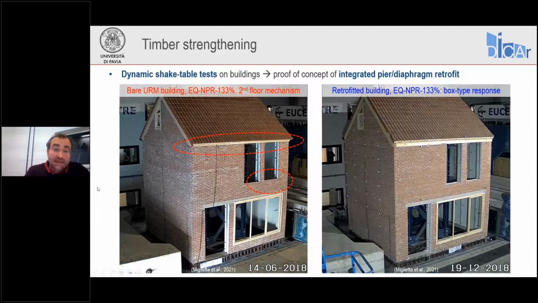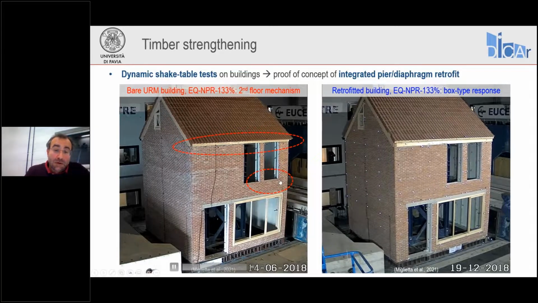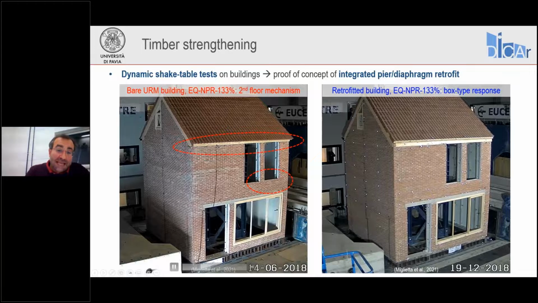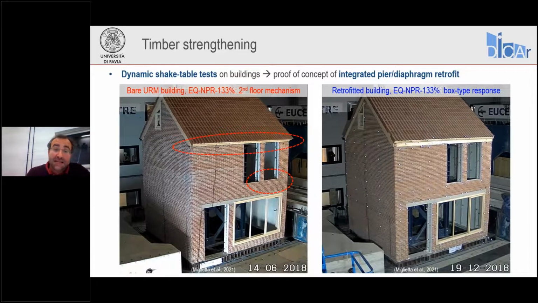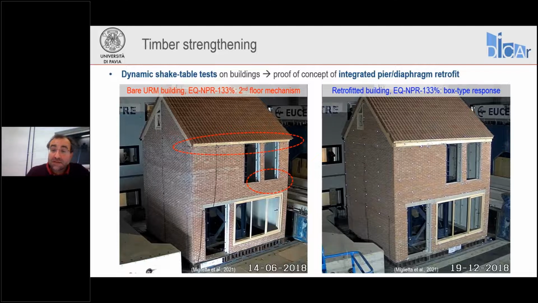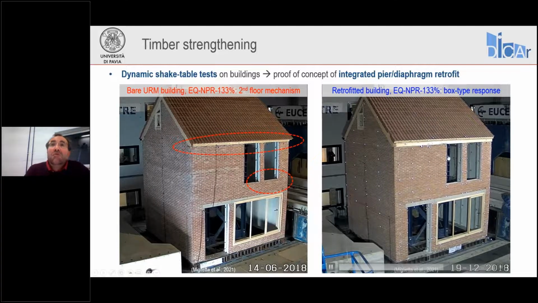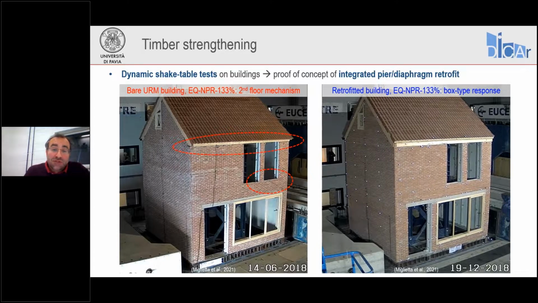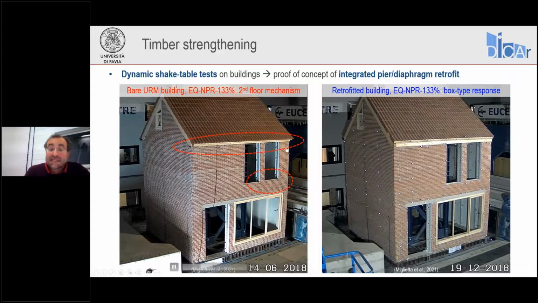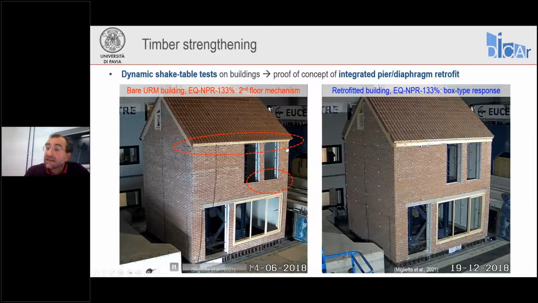We can see that the unretrofitted building is quite damaged in this region. We have sliding here at the top, cracking here at the bottom of the second story, where all the damage is concentrated. While under the same shaking intensity, the retrofitted building is basically moving all together. Nothing has actually happened, just small displacements, but no concentrated mechanism, no localized mechanisms, no localized damage.